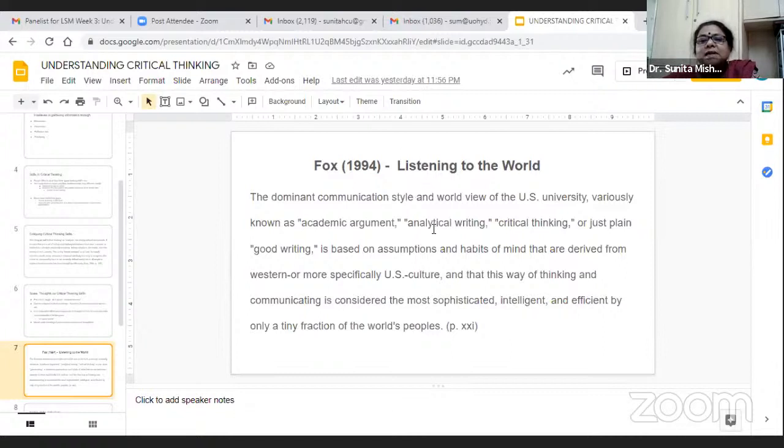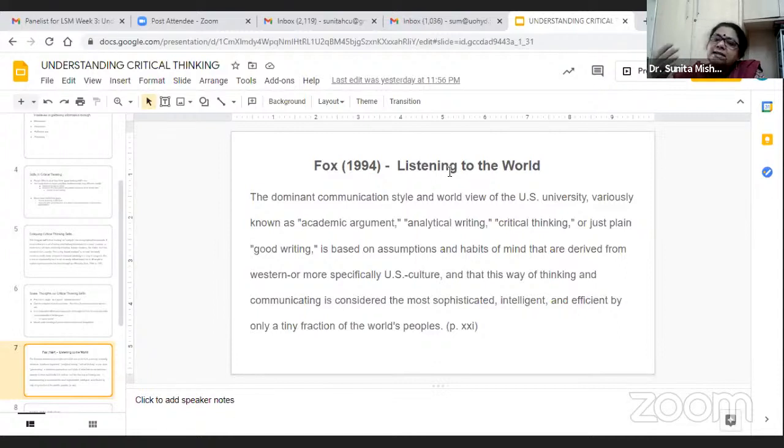Very important for me here is this concept of academic argument, analytical writing. We talk about these again, like critical thinking, as very plain, commonsensical, given terms, given concepts, and we have to teach people what is a good piece of writing. But what we forget all along is that this can be a good way of writing, maybe for a very small population. There are other ways of writing, there are other ways of thinking, which may not be good for this population.